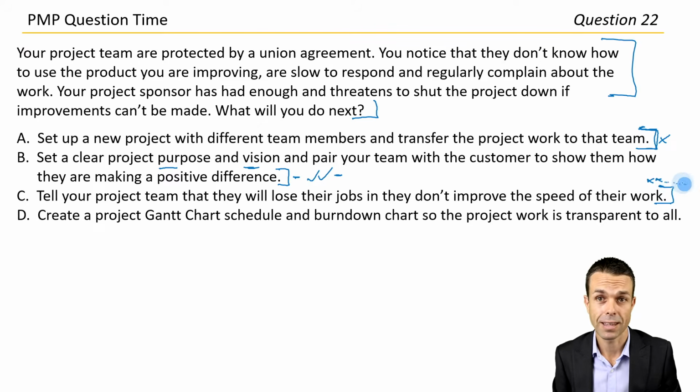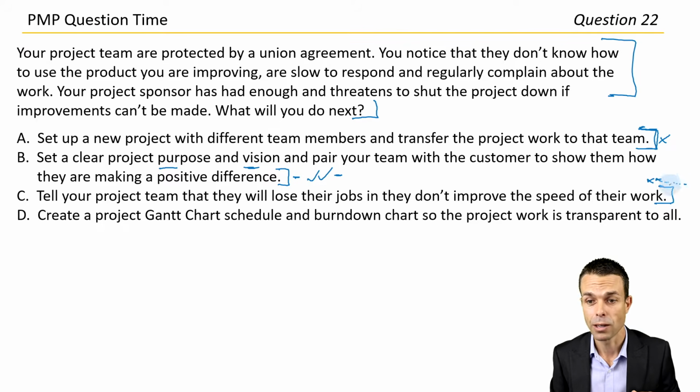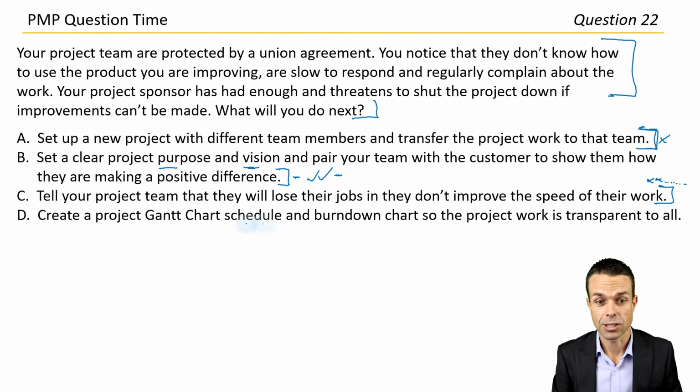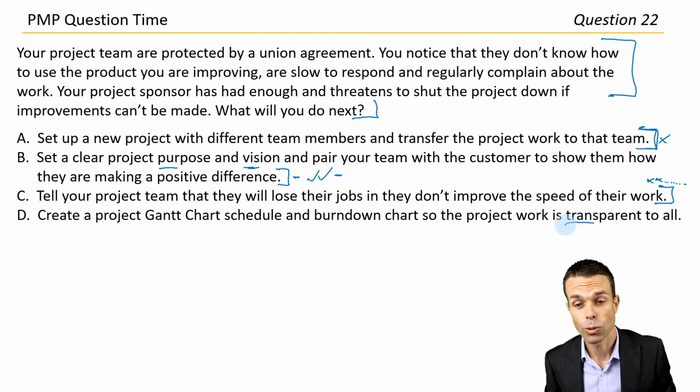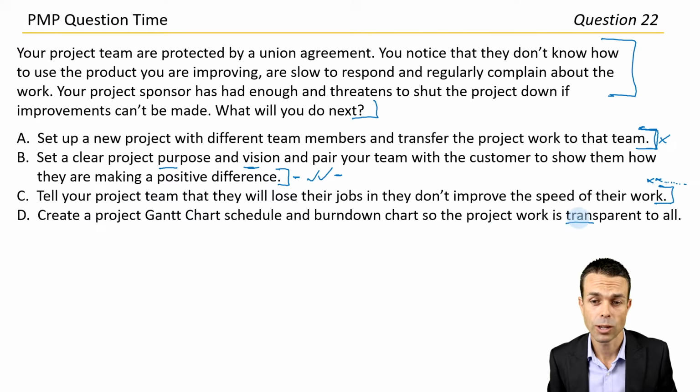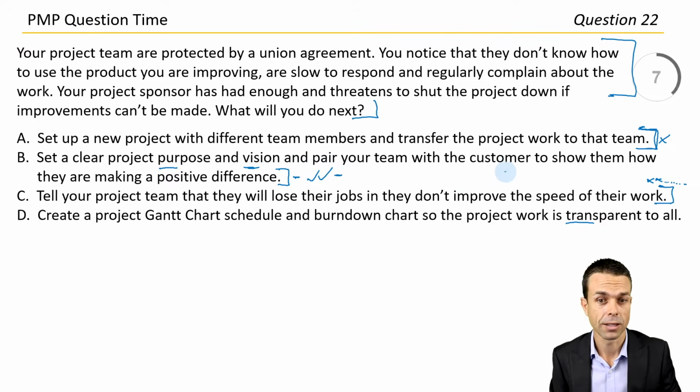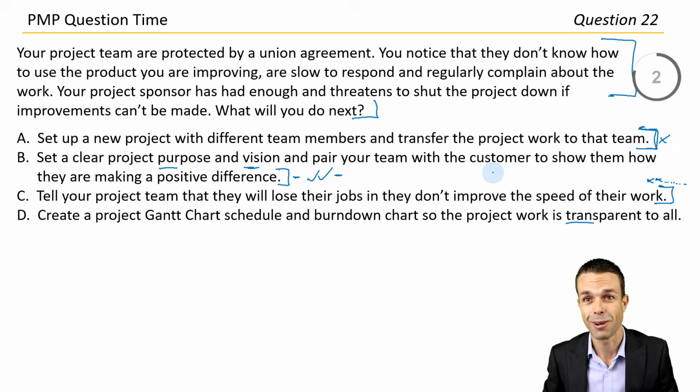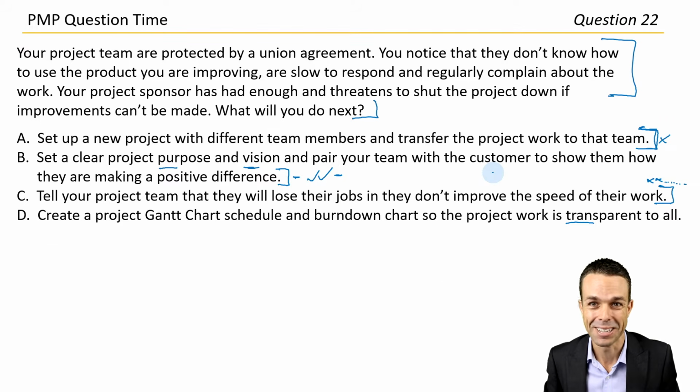Again, sometimes that can work in some situations, but long term, it's better to work with people. Create a project Gantt chart, schedule, and burn down chart so the work is transparent to all. Transparency is also a good thing. Will that help us in this situation? Maybe not directly, I don't think. So I think working with the vision, working with the customer, pairing with the customer, and working with the product, helping them learn the product, I think for that reason, let's go with answer B.